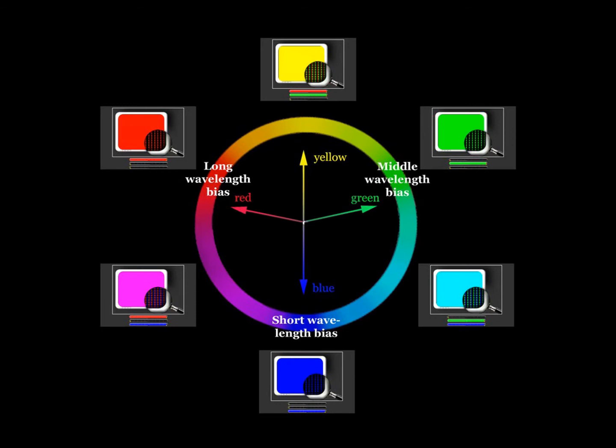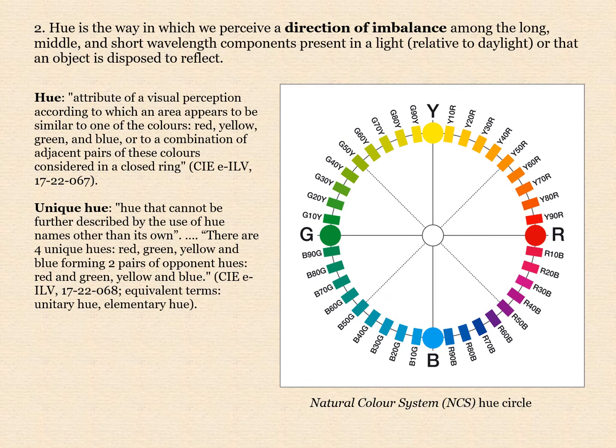And this is a very good way to introduce the concept of the four unique hues, the four hues that we describe other colours in terms of. We seem to be able to experience red, green, yellow, and blue as pure, and we tend to automatically describe other colours as combinations of these. This concept of unique hues is written into the CIE standard definition of hue, an attribute of a visual perception according to which an area appears similar to one of the colours red, yellow, green and blue, or a combination of adjacent pairs. It also appears outside the CIE system in the Scandinavian Natural Colour System, or NCS.